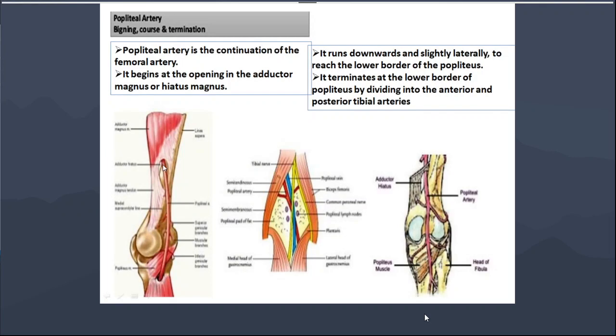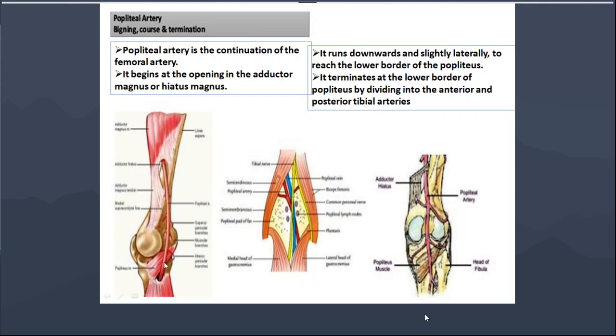When it leaves the adductor canal, the femoral artery enters into the popliteal fossa, and that becomes the popliteal artery. When the popliteal artery goes just below the lower border of the popliteus muscle, it divides into two branches. One is the anterior tibial artery, another is the posterior tibial artery.